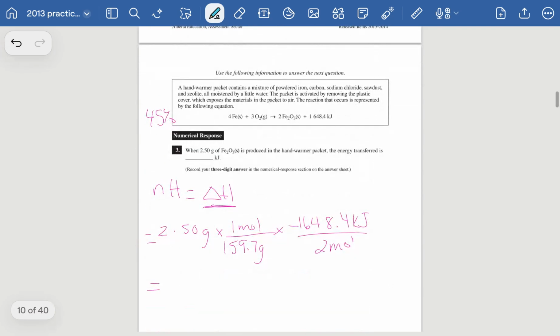This next one, we have some information. We have the reaction. We can get the delta H from the reaction, and it's asking, if 2.50 grams was produced, then the energy transferred is. So when you're looking at this formula, again, I know it gets confusing, but we want to remember that this H within the formula comes from the reaction. So even though you could write this as delta H is negative 1648.4 kilojoules, it's from the reaction. So this H is the delta H of the reaction.